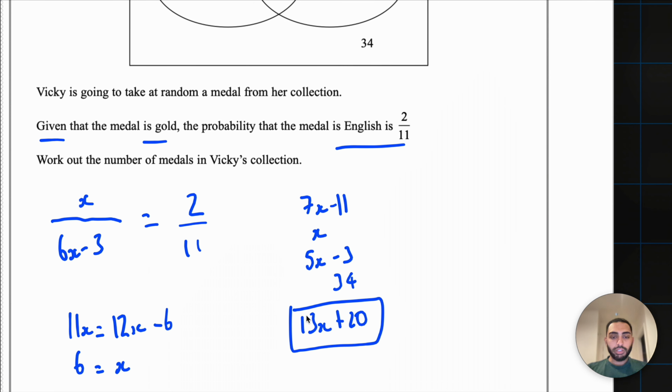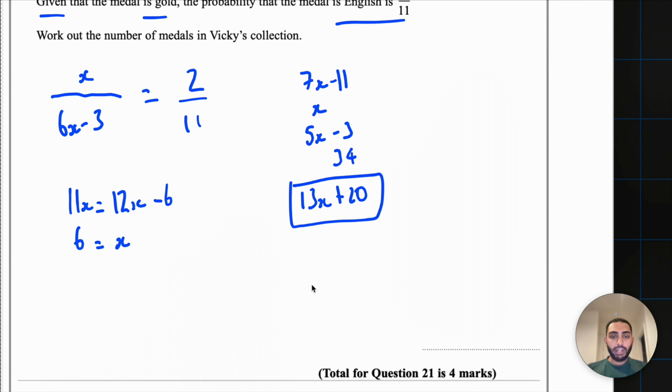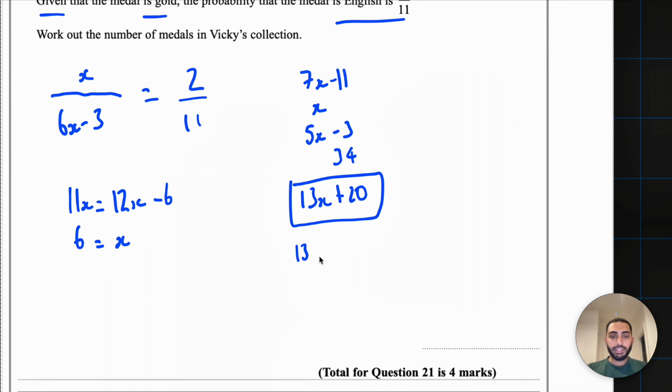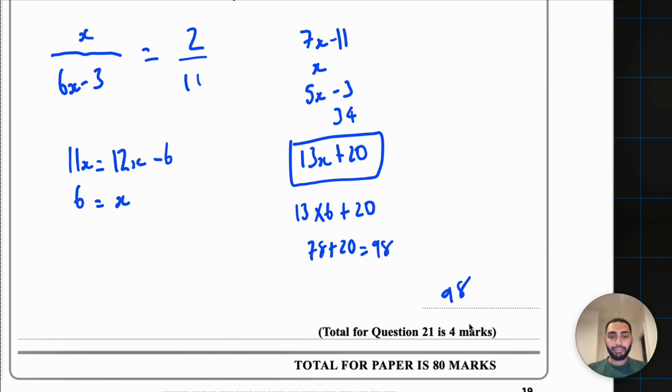So this is an expression for the total number of medals, and we know what x is. X is 6, so we're going to do 13 multiplied by 6 plus 20. That'd be 60 plus 18, so 78, plus 20, which is equal to 98.